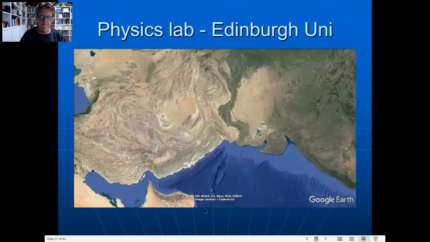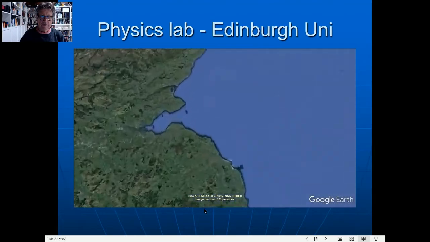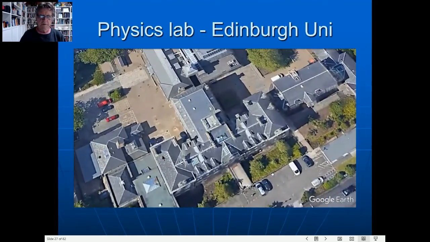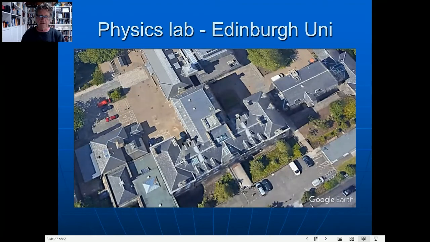Okay, here we go, past India, past Europe, into Britain. Okay, we're up into Edinburgh. Now this is called Drummond Street, so this street here is Drummond Street, Edinburgh. This is the old physics laboratory. It's no longer there. That building's still there, but it's no longer used for physics. I think the geographers have taken it over.